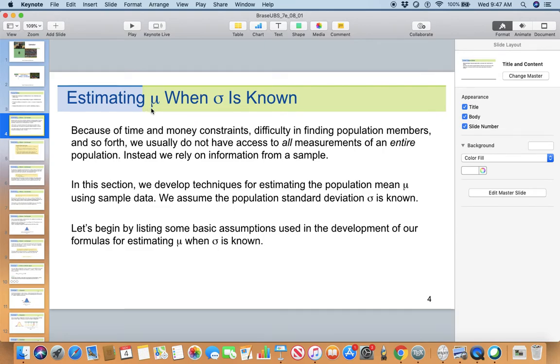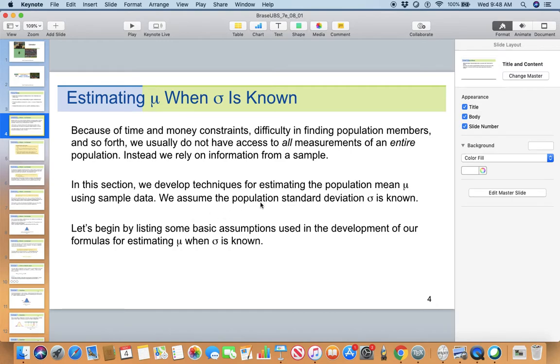Estimating mean mu when standard deviation sigma is known. Because of time and money constraints, difficulty in finding population members, and so forth, we usually do not have access to all measurements of an entire population. Instead, we rely on information from a sample. In this section, we develop techniques for estimating the population mean mu using sample data. Okay, so using a sample, we want to say something about the population mean.